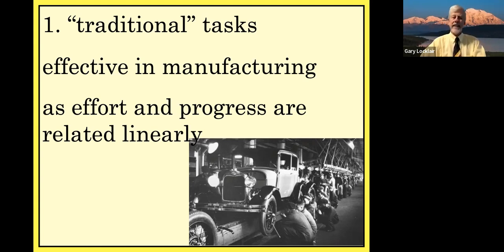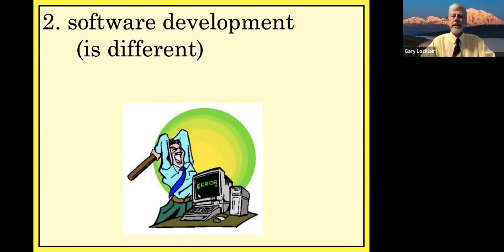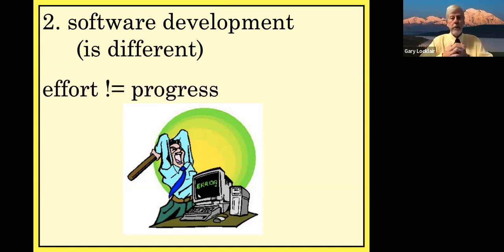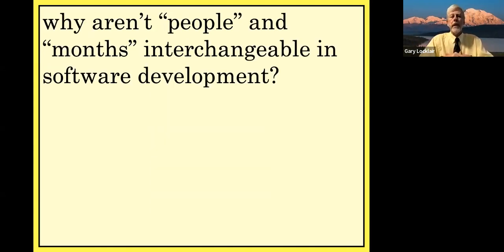Software development is different. It's not like that at all. Effort and progress are not related linearly. Software development is different from traditional tasks. Software development is not a manual labor process. It is an informational, intellectual process. So in software development, as we said up front, and you know full well, effort does not equal progress. You might beat your head for a long time and get nowhere. Why aren't people and months interchangeable in software development? We're getting close to the mythical man month. In other words, if I want to pick more apples, more people. More cars produced, more people. But I can't do that in software development.